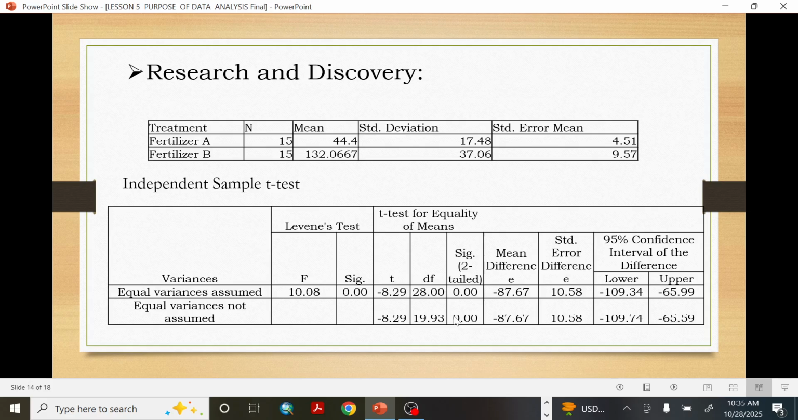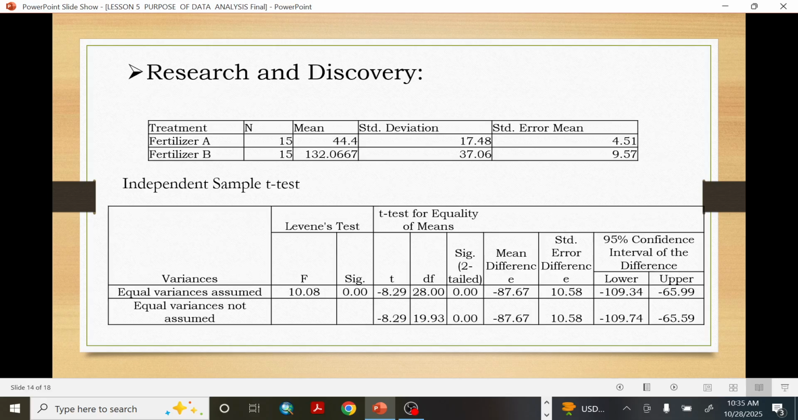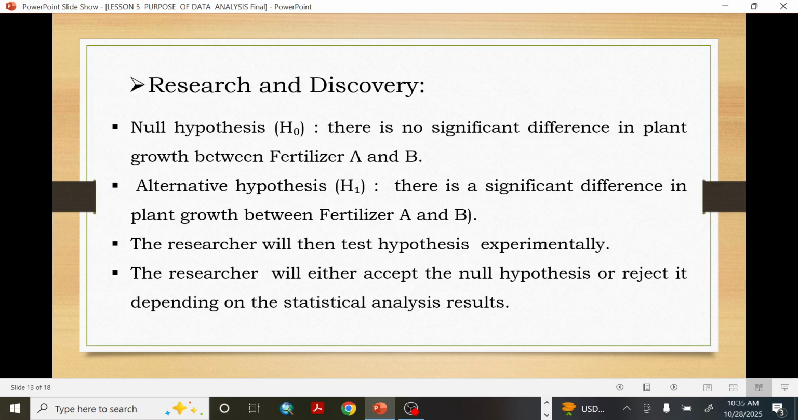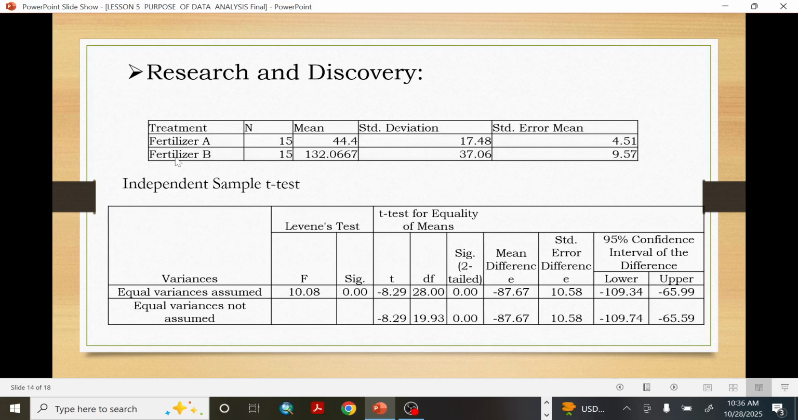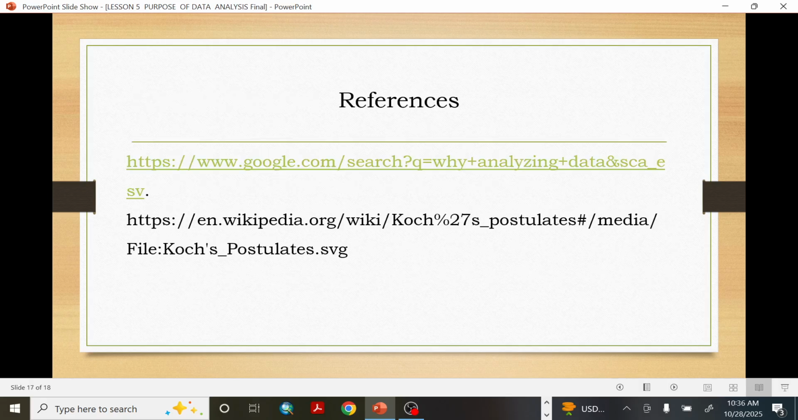less than 0.025. In this case, we actually reject the null hypothesis that there is no significant difference in plant growth between fertilizer A and B. We accept the alternative hypothesis that there is a difference. And then this difference in growth is caused by what? It is caused by fertilizer B. I think such information is really very important to help the researcher to take some decision as to what fertilizer should be used.